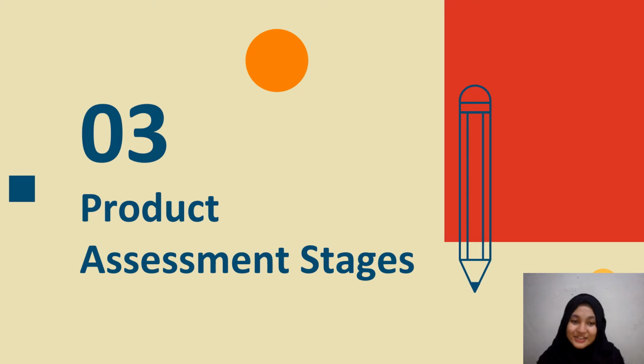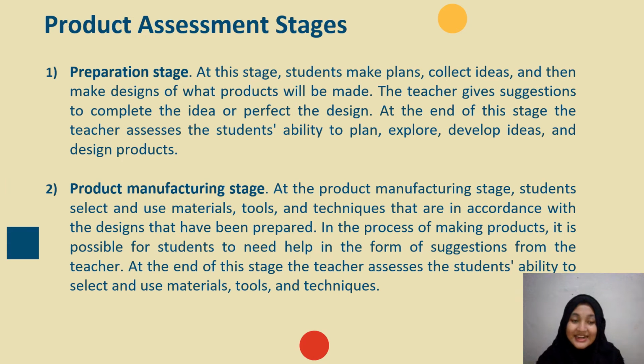Thank you, Eni. The next is product assessment stages. There are 3 stages of product assessment. Number 1, preparation stage. At this stage, students make plans, collect ideas, and then make designs of what product will be made. The teacher gives suggestions to complete the idea or perfect the design. At the end of this stage, the teacher assesses the students' ability to plan, explore, develop ideas, and design products.